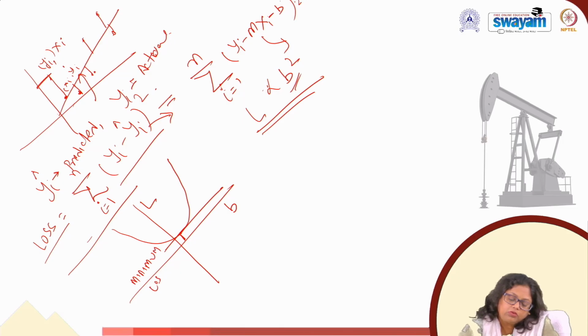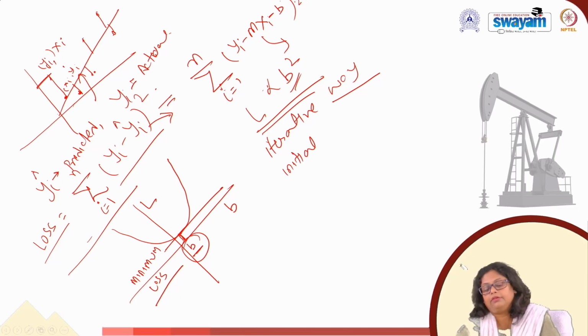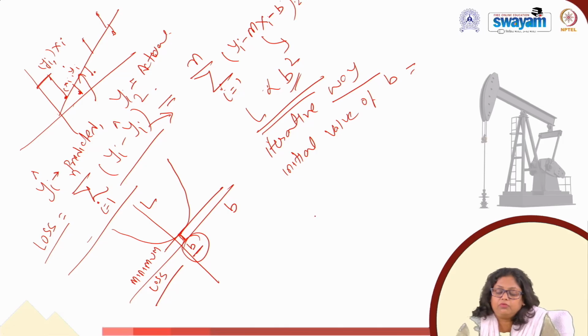To find the minimum loss, we should have a corresponding b value. And how we are finding this b value, I will explain all of this. We have an equation which we solve with the iteration method. So how are we proceeding? In an iterative way. For this, an initial value of b will be assumed, and then we will move through the iteration.